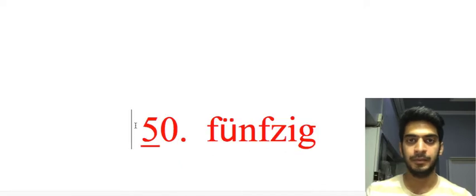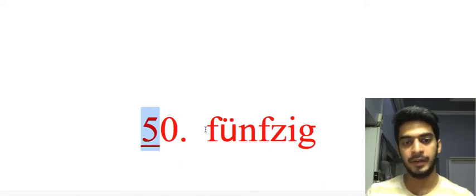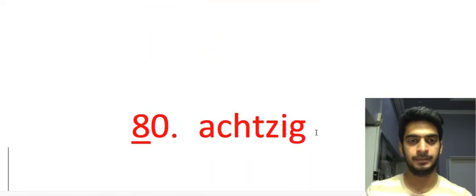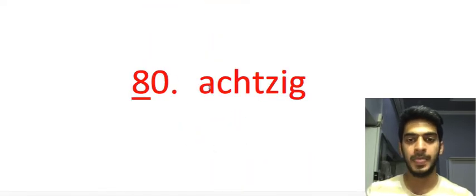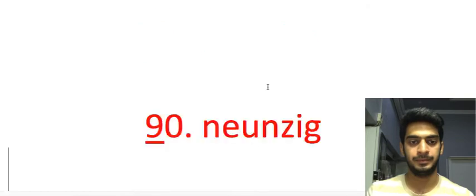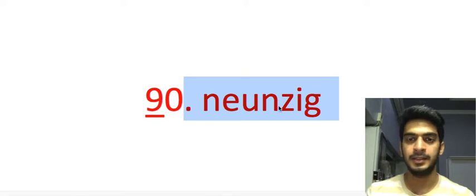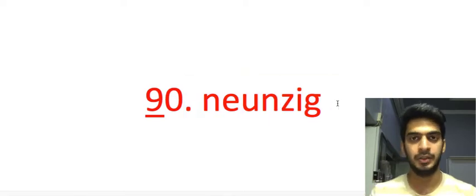Then number 50, first number 5, that is fünf. Then add zig to it. Fünfzig, number 50. 80, achtzig, first number 8. Acht, then zig, achtzig. 90, first number 9, add zig to it, neunzig, 90.